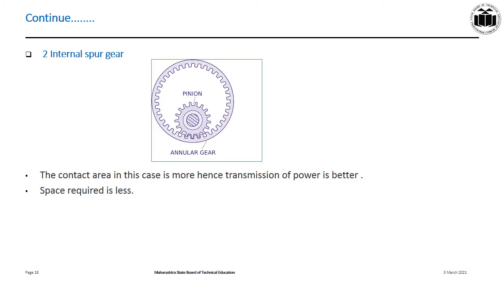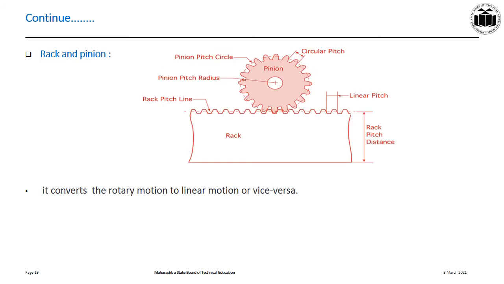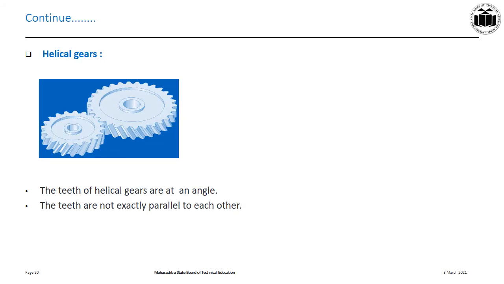In the diagram, the internal spur gear is shown. The diagram is self-explanatory. The contact area in this case is larger, and hence the transmission of power is better. Also the space required is less. This is the rack and pinion arrangement. It converts rotary motion to linear motion, or vice versa. In the diagram, helical gears are shown, in which the teeth are at an angle.